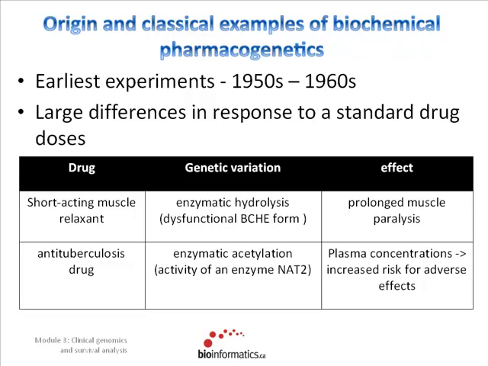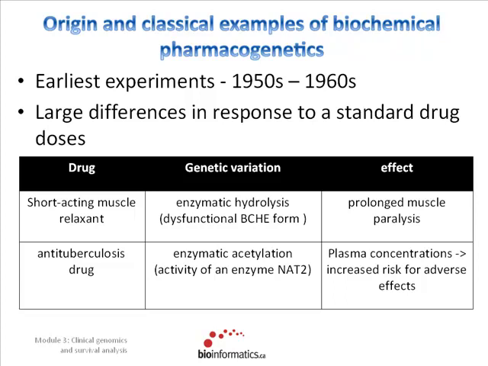Another example reported about the same time was the anti-tuberculosis drug that was showing a bimodal distribution of plasma concentration in patients, and those different concentrations were related to the risk for adverse effects. And thorough investigation of the metabolism of this drug has led to the discovery, again, of a genetic variation in the activity of an enzyme, NAT2, which was responsible for catalysis of this drug. So these observations served as a stimulus for additional studies in this area.